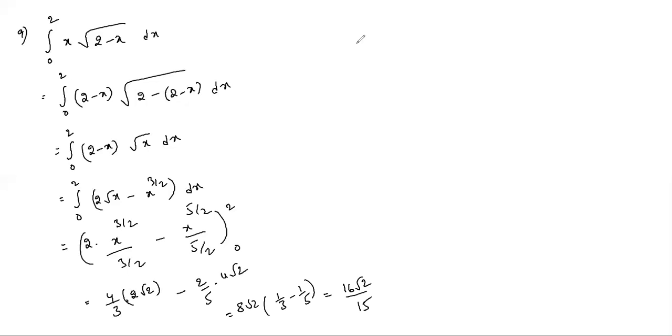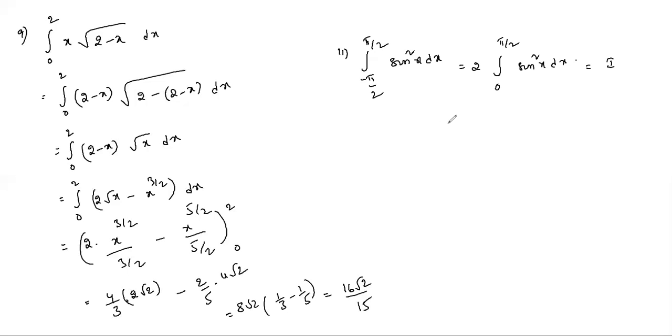Next, 10th one, 2 log sin x minus log sin 2x dx. Okay, we'll prove this one on the next page. First we prove the 11th one, integral from minus pi by 2 to pi by 2 of sin square x dx. Sin square x is an even function, so we can write this as 2 times integral 0 to pi by 2 sin square x dx. Let it be I.